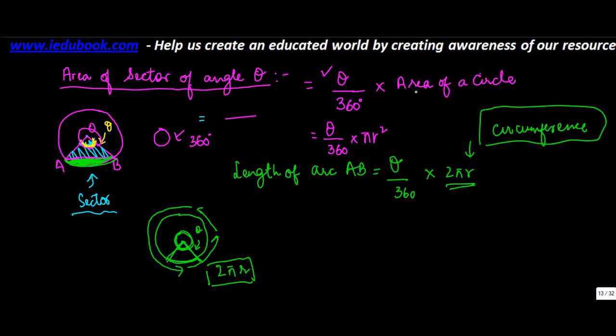Okay, so here you apportion the area, namely pi r square. Here you apportion the circumference in the ratio of this angle which is formed by this sector vis-a-vis 360 degree. Right?